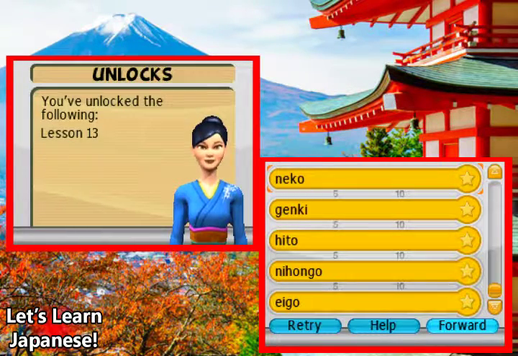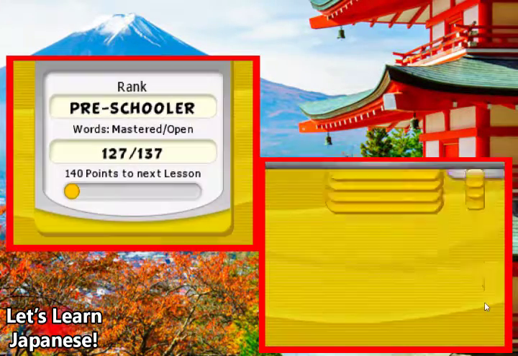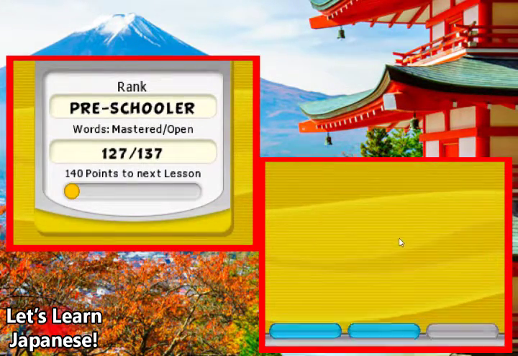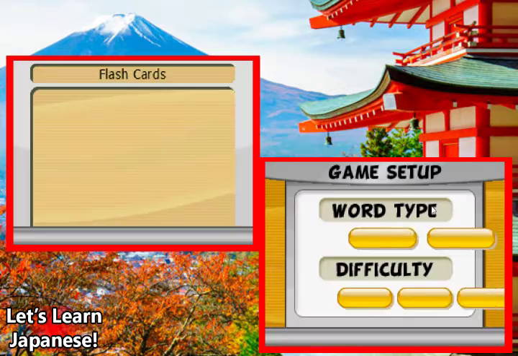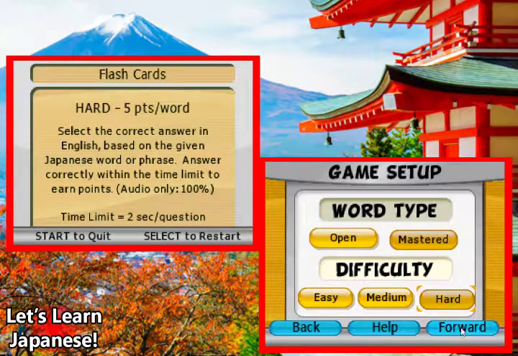Lesson 13. Nice. I think that one's interesting for like if we were to do maybe just our mastered words on hard mode. And let's just see if we get 10 random ones here.